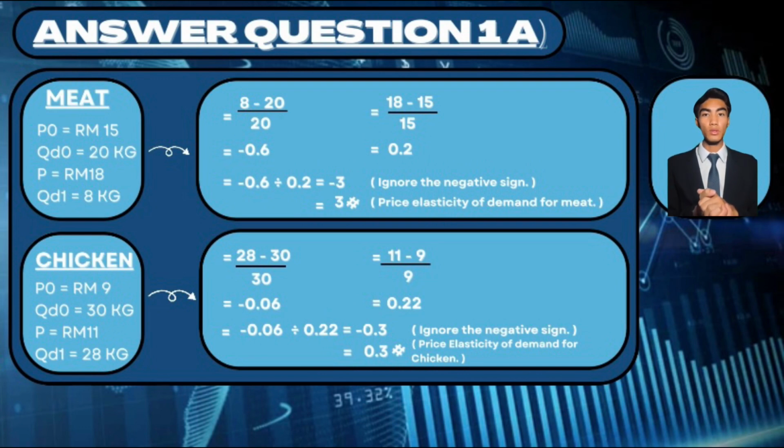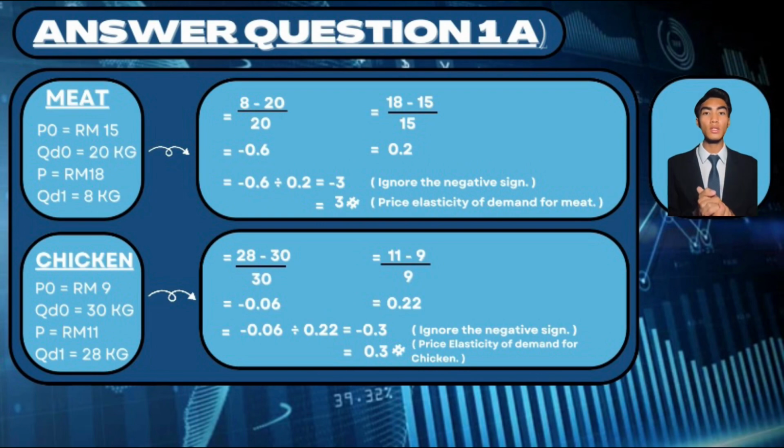The last step I will do is calculate negative 0.06, the change in quantity demanded for chicken, divided by 0.22. The answer will be 0.27. Rounded up, the answer will be negative 0.3. The negative sign will be ignored. So the final answer will be 0.3.